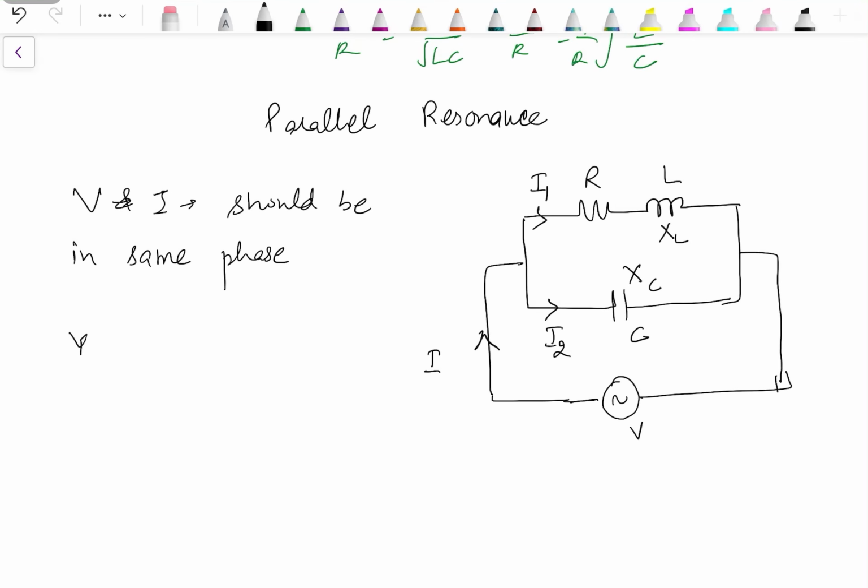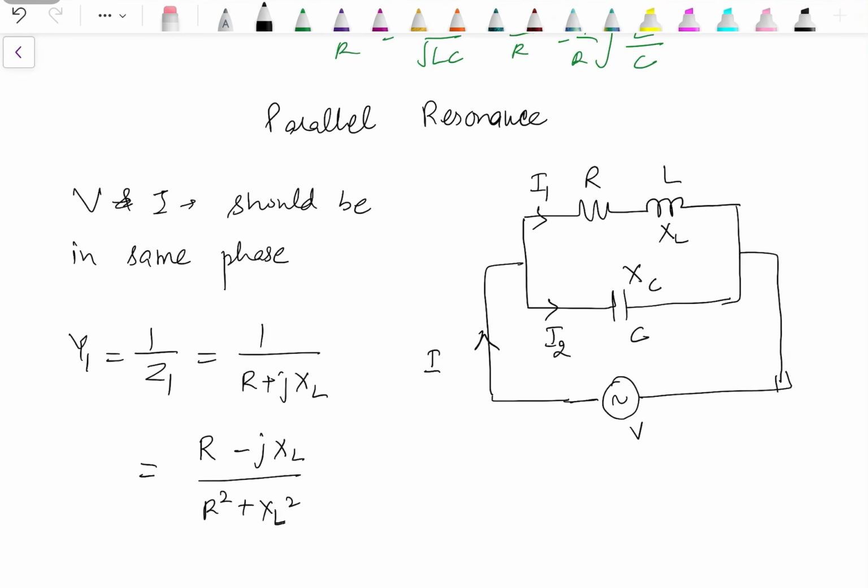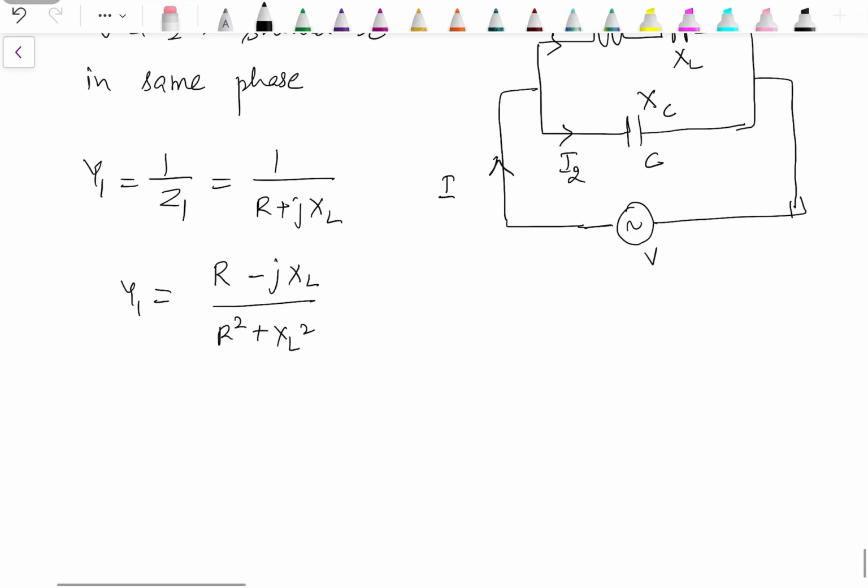For finding out admittance, Y1 will be equal to 1 upon Z1. Z1 is R plus j XL. So we have to rationalize this, and we can write this one as R minus j XL upon R square plus XL square. This is what we had already done in case of parallel circuits. If you haven't seen that, you can check the video in the description box. Similarly, Y2 is 1 upon Z2. Z2 is minus j XC. It can be written as j upon XC.